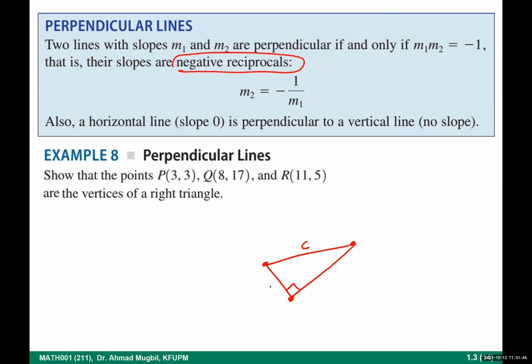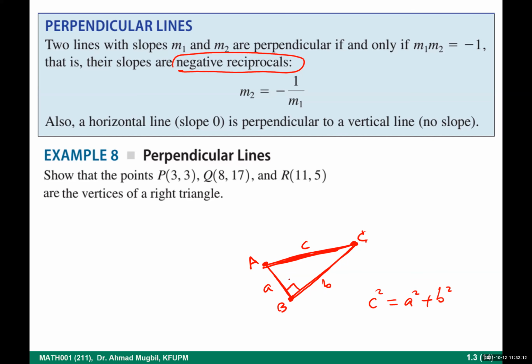Let's call this C, this is A, this is B. You have A, B, C, for example, 3 points. To show that it is a right triangle, you will show that C squared equals A squared plus B squared. And how to find A, B, and C? You need to find the distance from A to B, from B to C, from C to A. And in this case, of course, you need to do a lot of calculations.